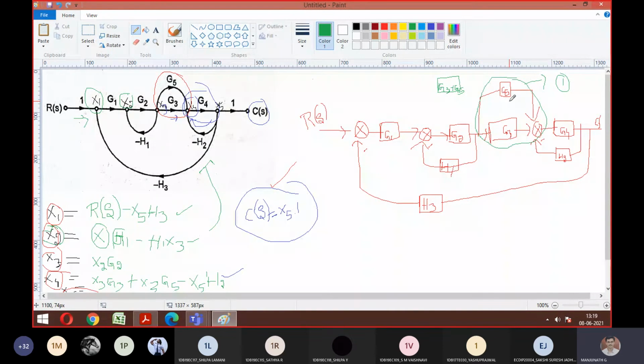Agree? Okay, good. Next. What is the next step? G2 H1 feedback. Look at here. Okay, you're telling this one. Fine. So G2 H1 is feedback. Good. So this is step number 2. Agree? So from this, what is the single block answer, guys? I can write this as, what is the formula? G2 divided by 1 plus H1 G2. So this is one block answer.